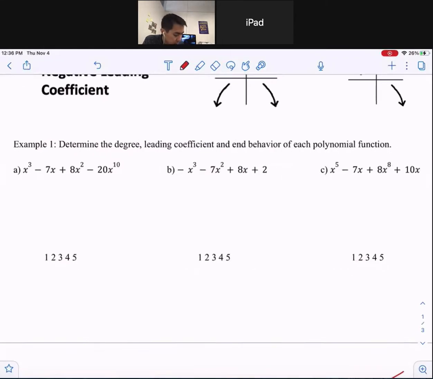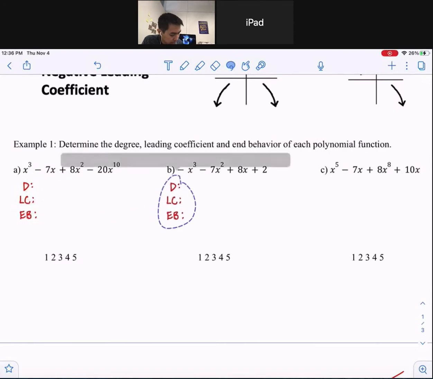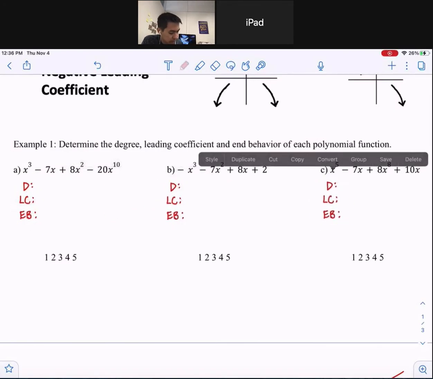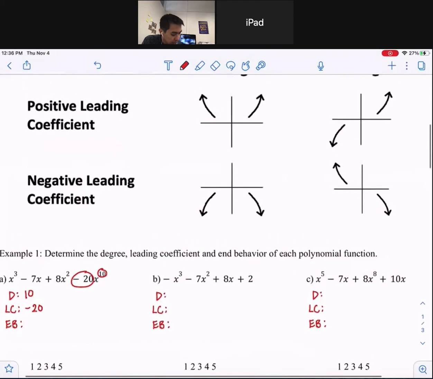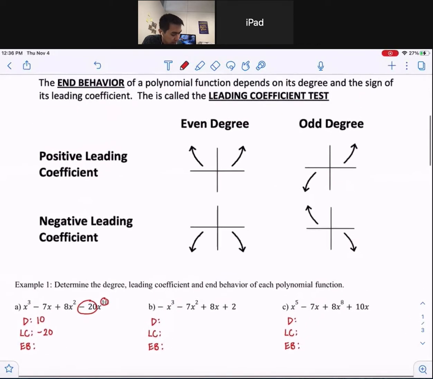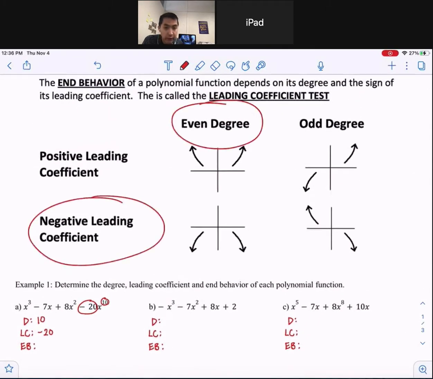So for these ones, you guys got to determine the degree, the leading coefficient, and your guys' end behavior for all 3 of these. The degree for A, you guys, is 10, and the leading coefficient is -20. So the degree is even, and the leading coefficient is negative, so that means our end behavior is down, down, just like that, right?